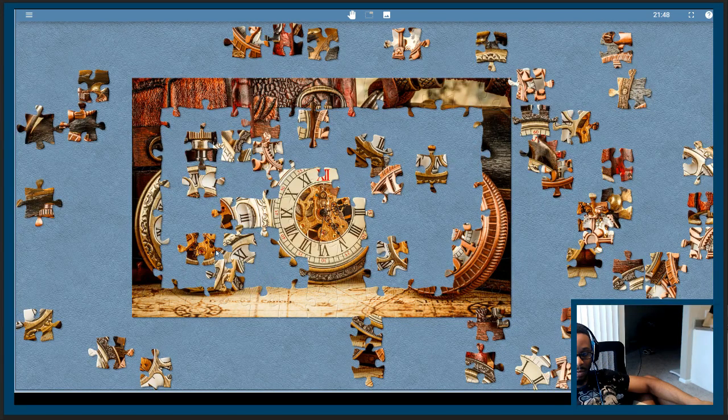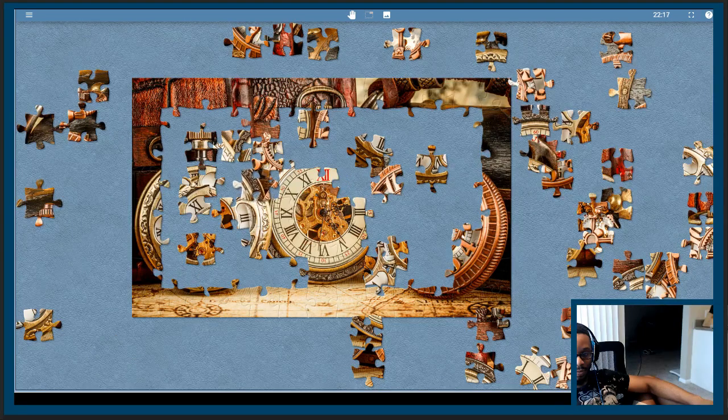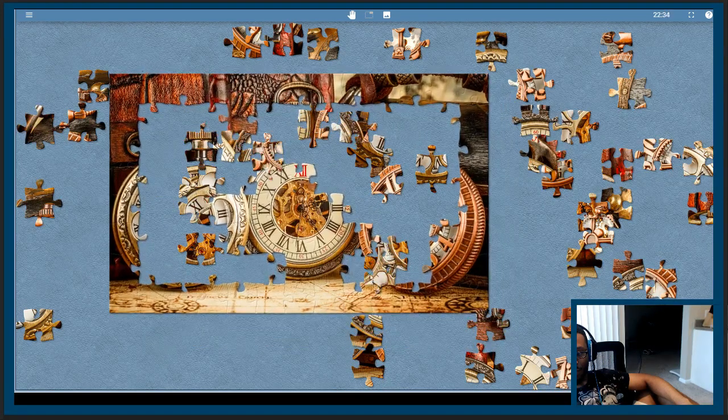Which numeral is this? Uno? Nope. Here. So I need to look for the black brass numbers. Yeah, now my pieces are on top of each other. Not the best situation to be in.